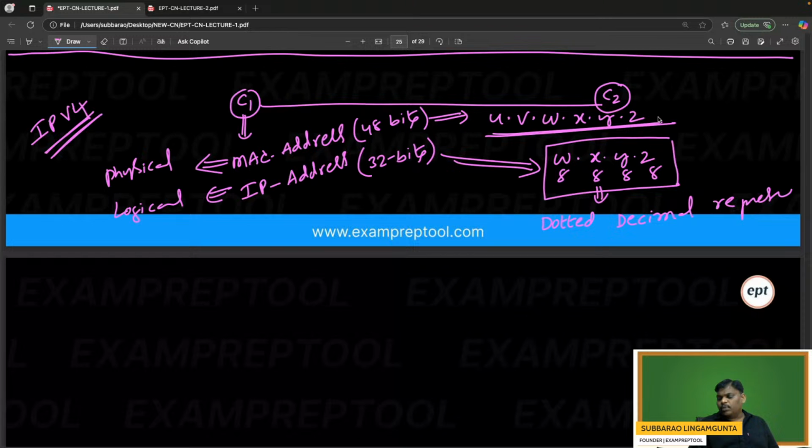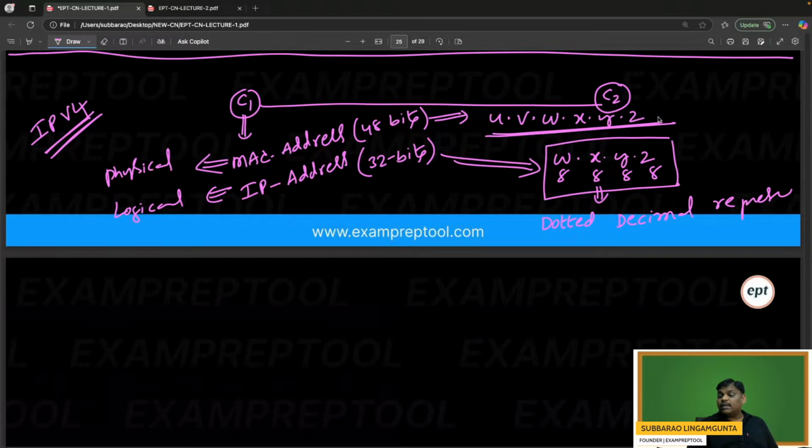If any two people want to communicate with each other in the internet, they will communicate with the help of IP address. What is the use of MAC address? I will tell you at the correct time. But remember, every computer which is connected inside the internet has two addresses: MAC address and IP address.